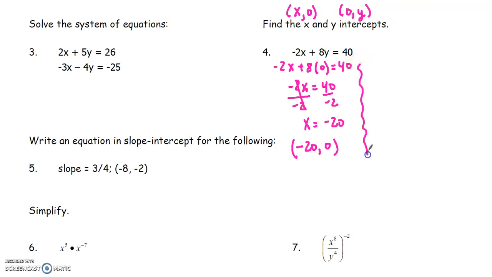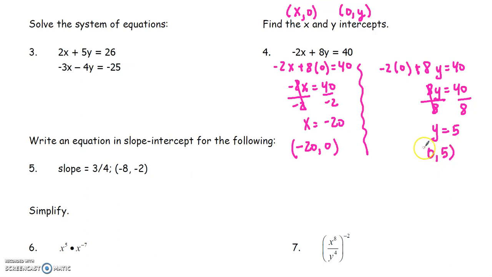And then if I do it again, but this time replace my x with 0 so that I can find my y-intercept. So I'll have -2 times 0 plus 8y equals 40. -2 times 0 is 0, so I'm really just left with 8y equals 40. Divide by 8 on both sides. So 40 divided by 8 is 5. So my answer would be (0, 5) for my y-intercept. So this would be the x-intercept. And this would be my y-intercept.